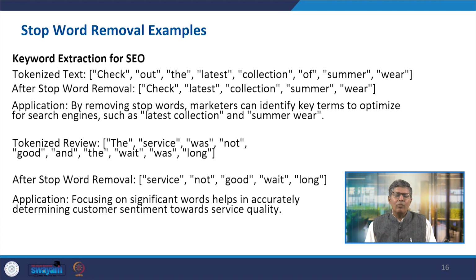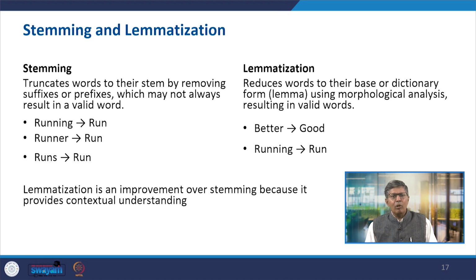Now the application is that focusing on significant words helps in accurately determining consumer or customer sentiment towards the service quality, right. Then we were talking also about stemming and lemmatization. Both are featured in the same place because they have a similar kind of objective. So what does stemming do first? Stemming truncates words to the stem by removing suffixes or prefixes, which may not always result in a valid word. For example, running becomes run, runner also becomes run, runs also becomes run. So all the three are going to their root word, which is run.